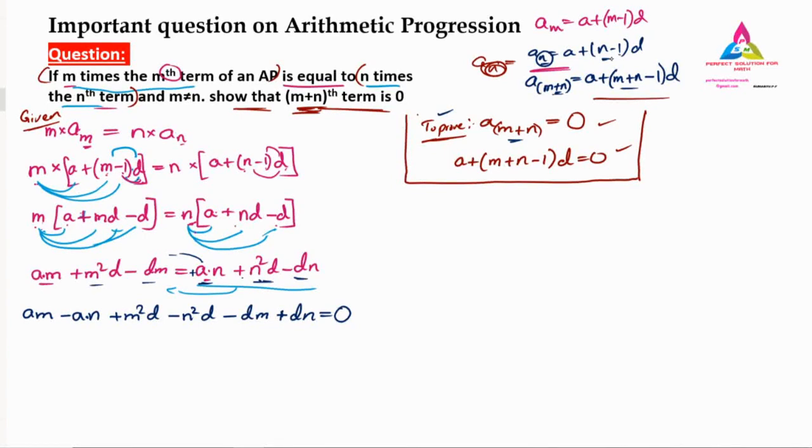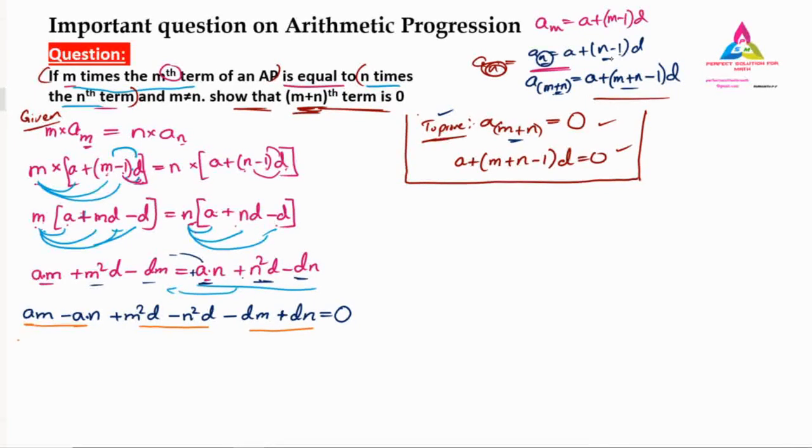So next is to group this. We have to group this in terms of 2. See here we have a, here also we have a, so I will group these 2. Understood? So now again here you can see m square d we have, n square d we have, we will group. Here we have m and n.